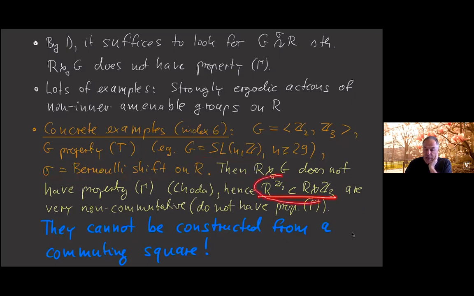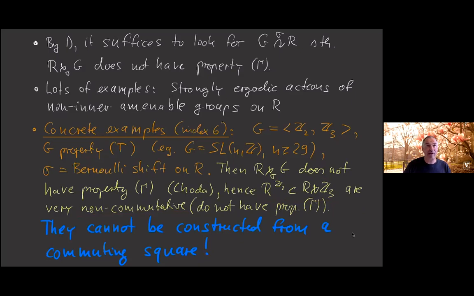And this one is automatically irreducible because Z_2 and Z_3 do not have a non-trivial intersection, right? Just because of 2 and 3. And so this gives an irreducible subfactor of the hyperfinite II_1 factor with no central sequences, and hence it is very non-commutative.